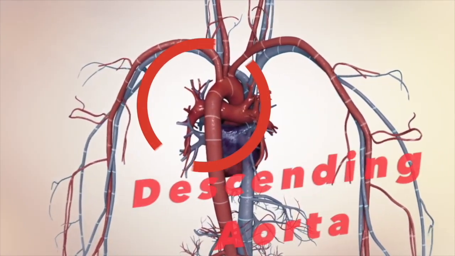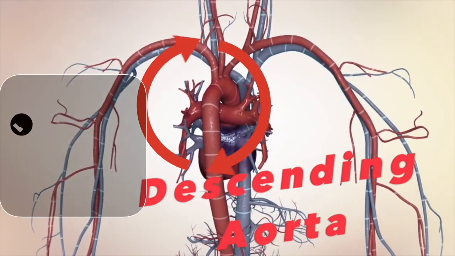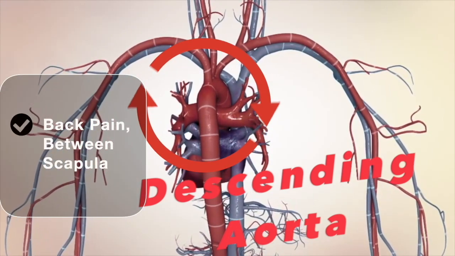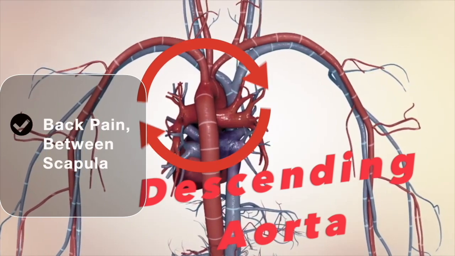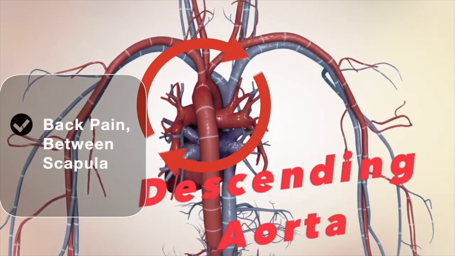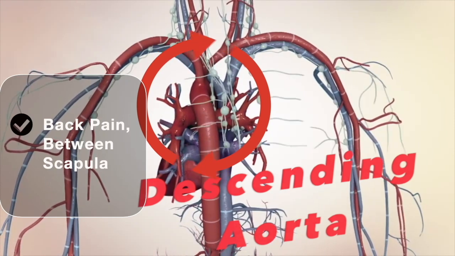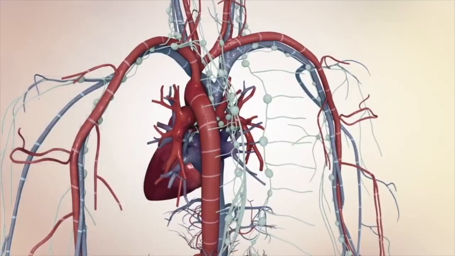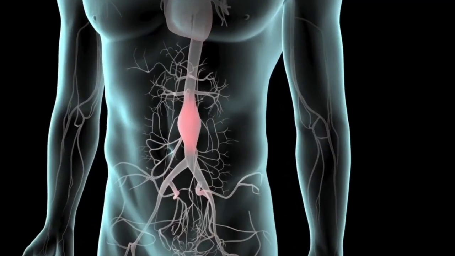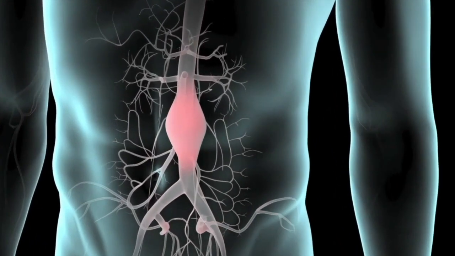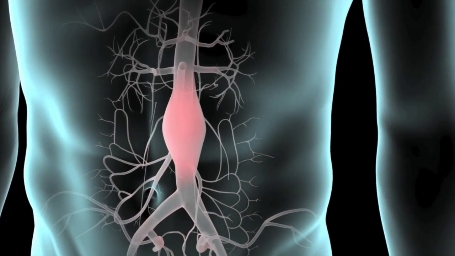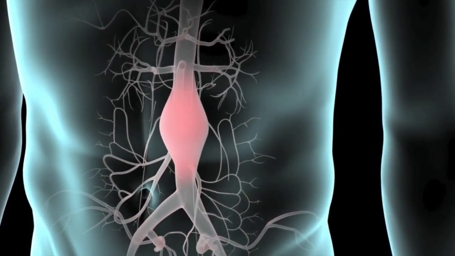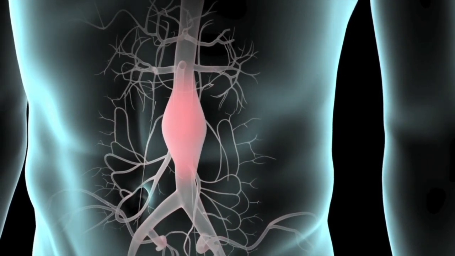If the dissection or rupture is in the descending aorta, the pain will be in the back between the scapula. Notice how the descending aorta is close to the back of the patient. The pain will be in the back. If the dissection or rupture is in the abdominal aorta, the pain will be in the abdomen or radiate to the groin or legs.